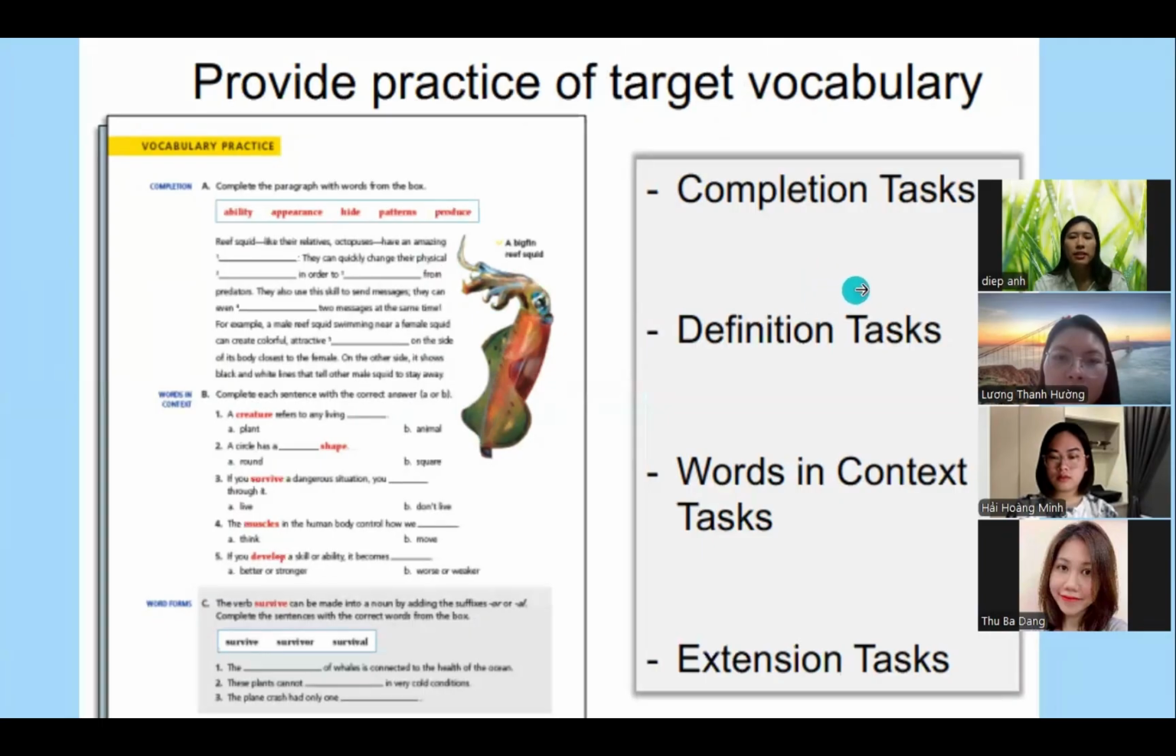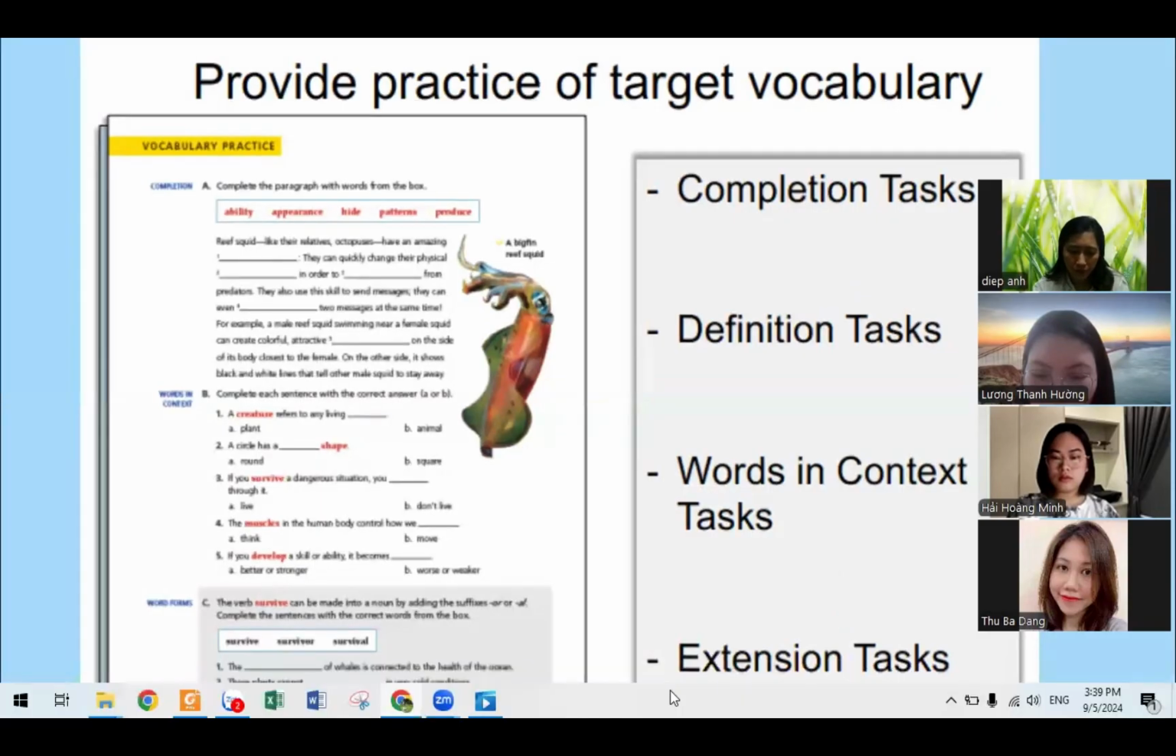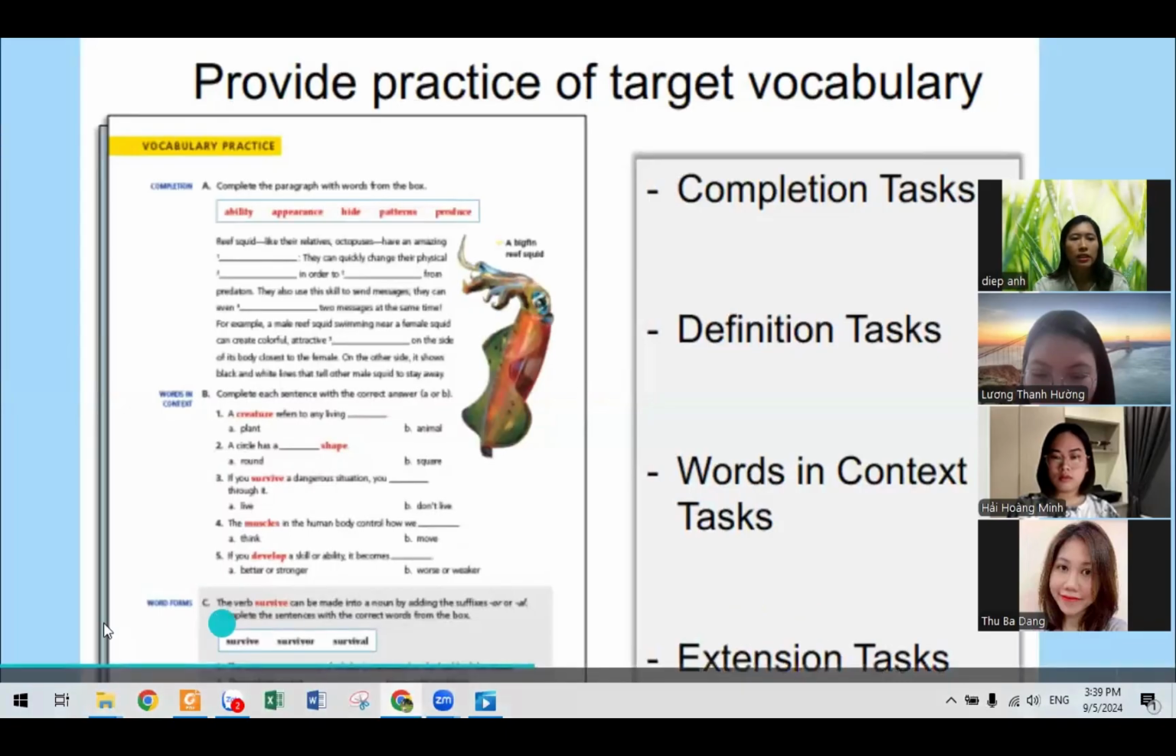After taking some target vocabularies, the teachers can give their students four tasks. The first one is the completion task. The second one is the definition task. The third one is the words in context task, and the last one is the extension task.